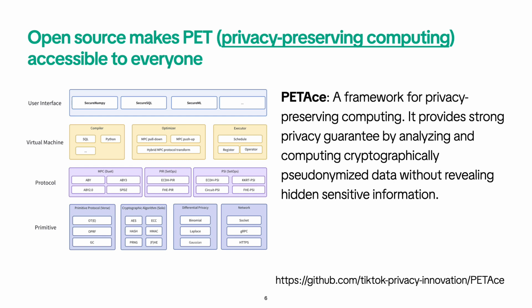The virtual machine layer is responsible for parsing high-level language into secure multi-party computation operators and performing automatic optimizations and scheduling. The protocol layer includes secure multi-party computation protocols such as general-purpose two-party secure computation protocols, private set intersection, and private information retrieval. The primitive layer consists of standard cryptographic algorithms and protocols, differential privacy mechanisms, and abstract network interfaces.